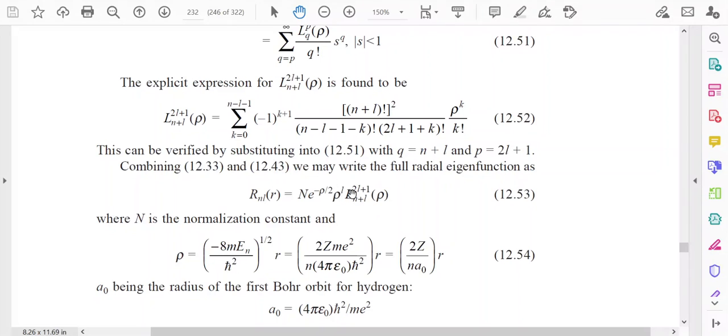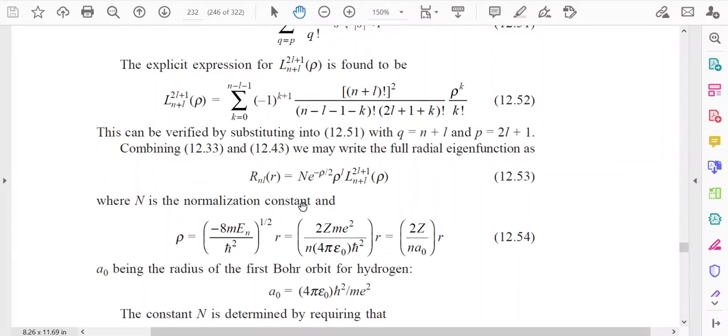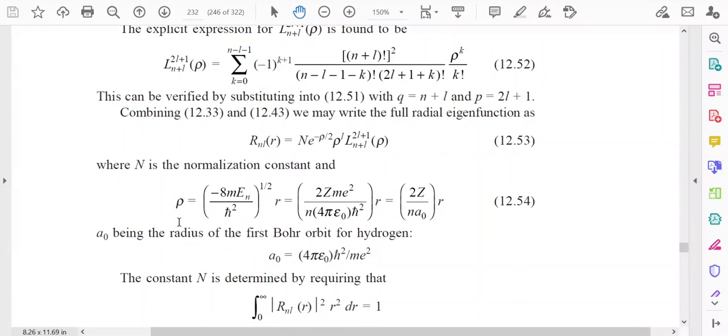This L is the associated Laguerre polynomial function, and R_nl(r) is the radial eigenfunction. Capital N is a constant, a normalization constant, and we have already stated the value of rho in the beginning of the solution of the differential equation. So this is the expression for rho.